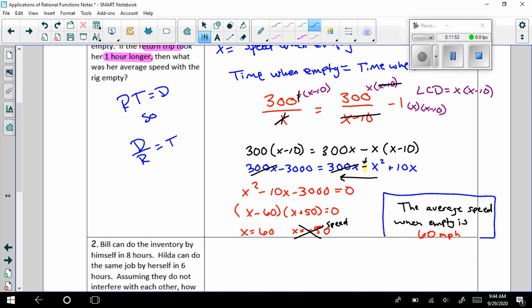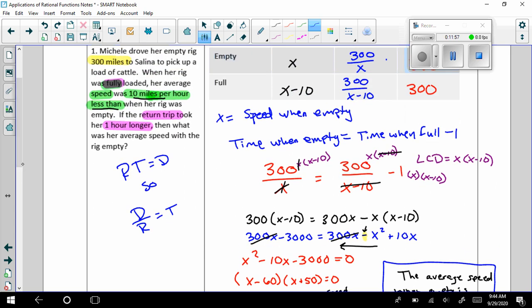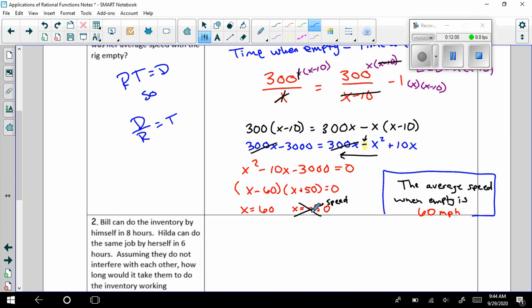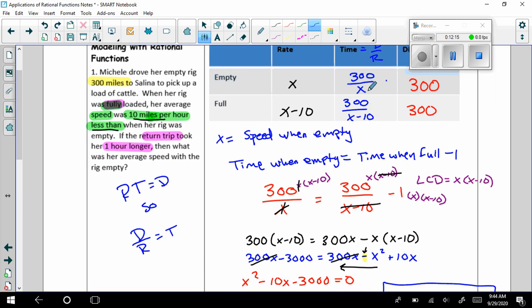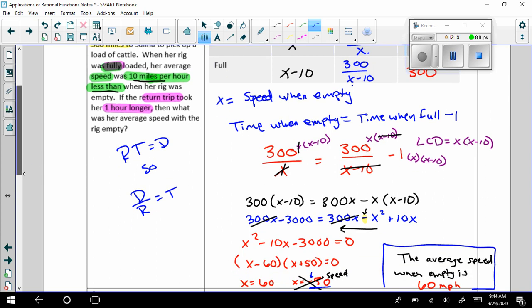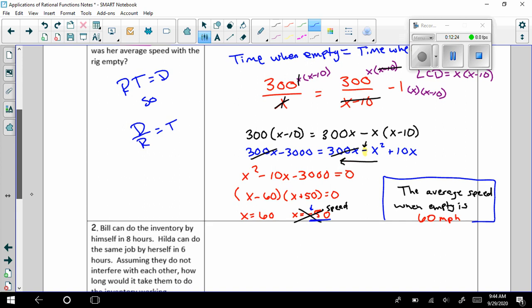Well, that also means that if I asked you for the speed when full, you would just take away 10 and get that 50. So notice that we had that 50, it just happened to be negative. That's usually your other variable. Okay? So the average speed when empty is 60 miles per hour. If I asked you the time, you would just substitute that back in for the x here or the x here and divide, and you would have the time it took as well. So you can answer any of those questions by finding x first.